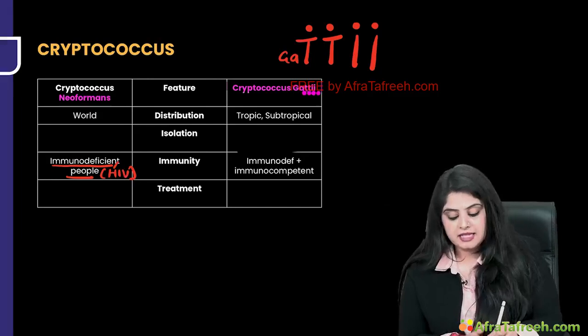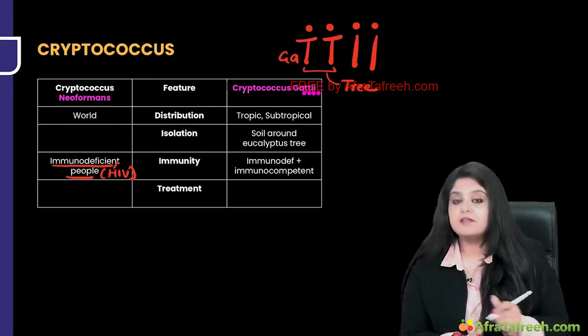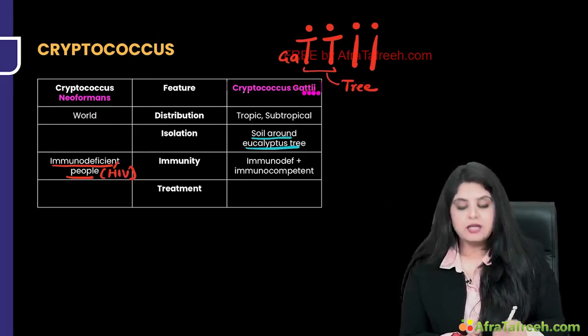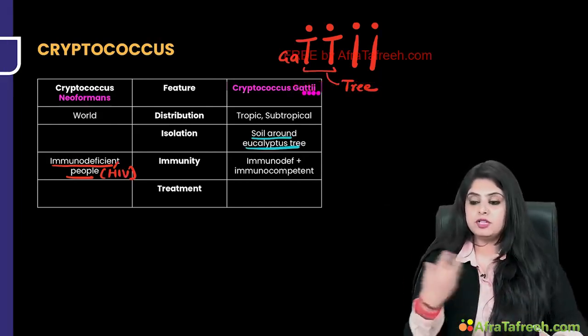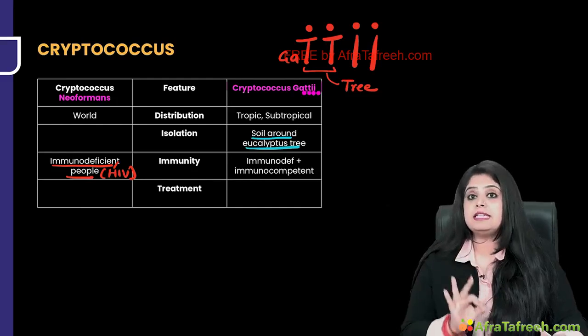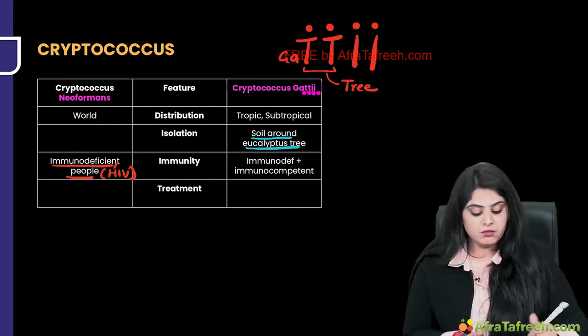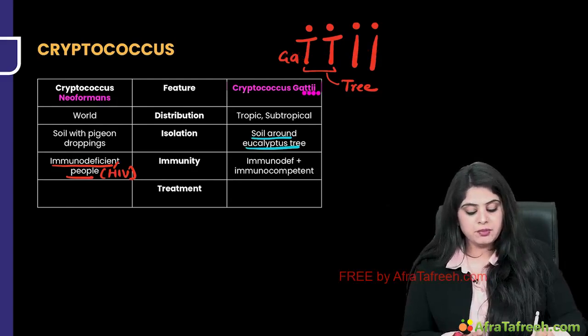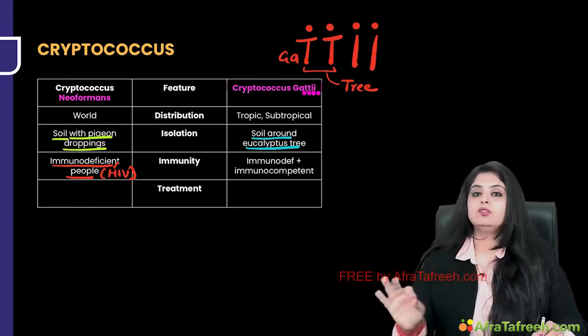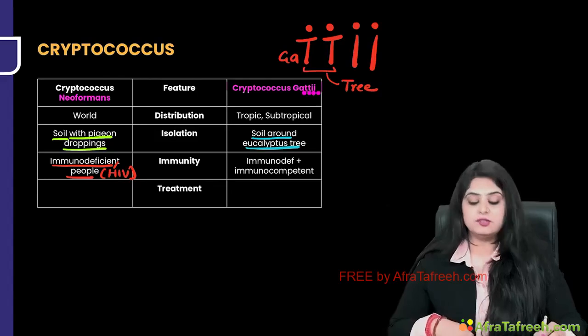Finally, this gattii has so many T's that I will say that it will be related to a tree. Where is it found? It is found in the soil around a tree. So there's a eucalyptus tree, in its soil you will find this T organism. Whereas what will you find in association with the pigeon droppings? So any pigeon dropping that goes into the soil, that is going to be Cryptococcus neoformans.